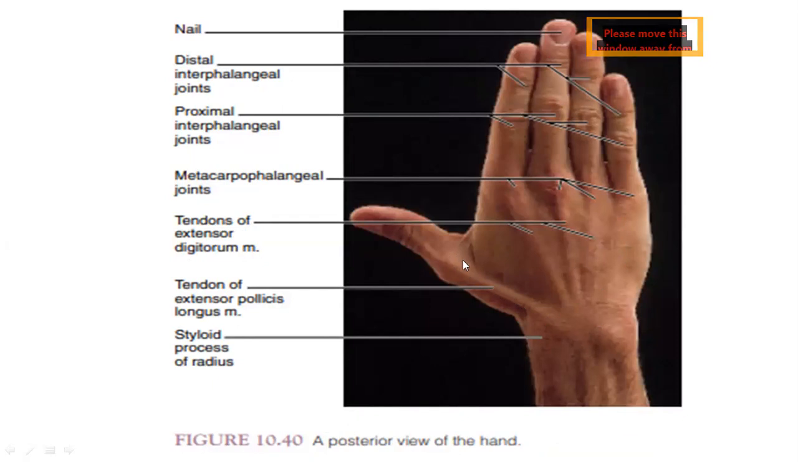So this is the tendon of extensor pollicis longus. Towards the thumb in the forearm we have radius bone, so this is the styloid process of radius. These are the tendons of extensor digitorum. The knuckles we have are metacarpophalangeal joints, which is the junction of the metacarpals and the proximal phalanges. Then these are the proximal interphalangeal joints, and these creases are indicating distal interphalangeal joints. Of course, these are the nails.